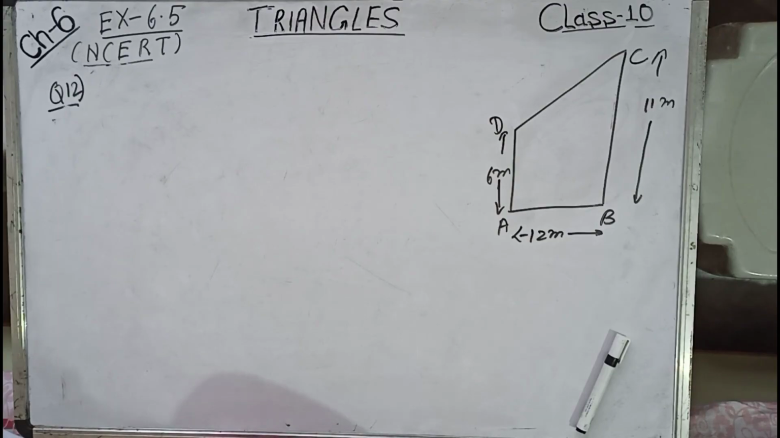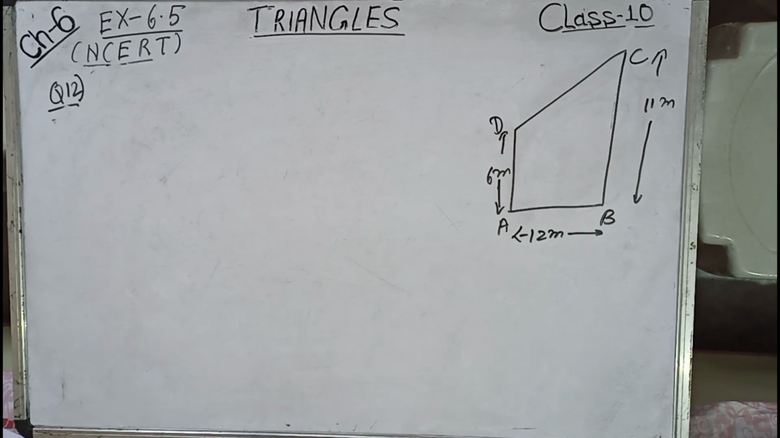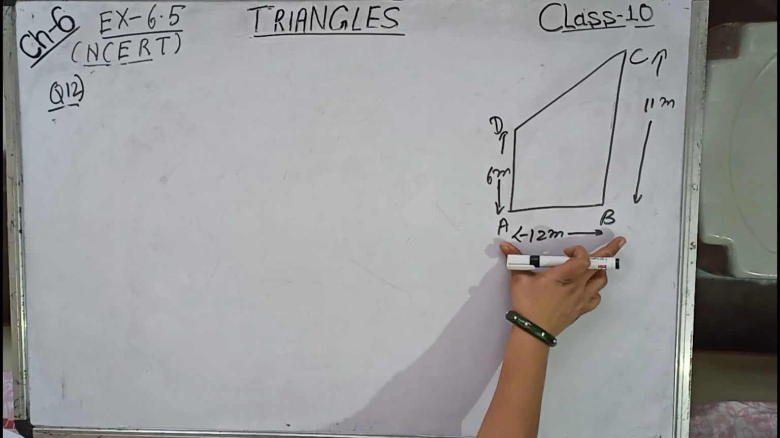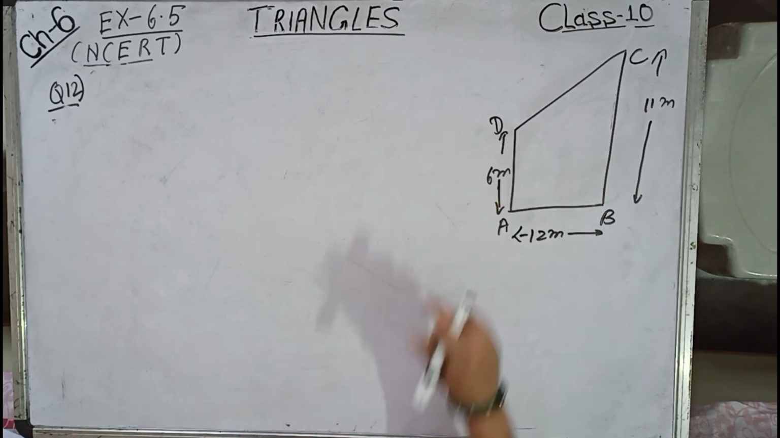Now question number 12. Question number 12 is saying that two poles of height 6 meter and 11 meter. So let AD and BC be the two poles of height 6 meter and 11 meter. They stand on the plain ground. Now if the distance between the feet of the two poles is 12 meter, so AB is 12 meter, find the distance between their tops. So we have to find the distance CD.